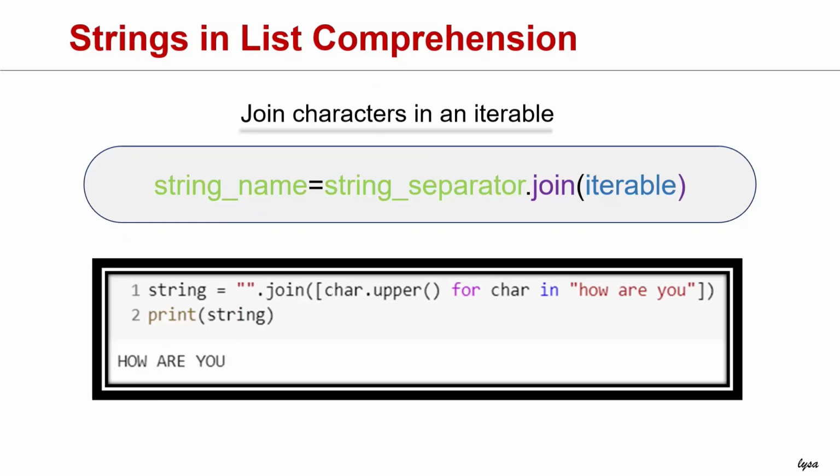The syntax for the join method is string name, that is the new string that is created. And I specify the separator as a string. Here I need a blank string as a separator. And join takes as parameter a single iterable. Here the iterable that we have given is a list. So in this manner, it is possible to convert every character to uppercase and then create a new single string. What we have also seen is that list comprehension can be passed as a parameter to functions.